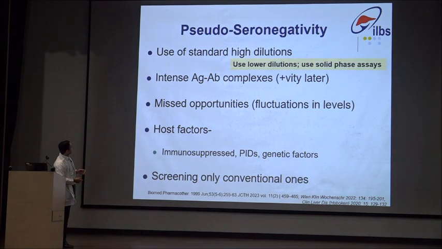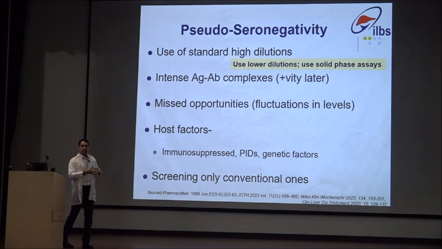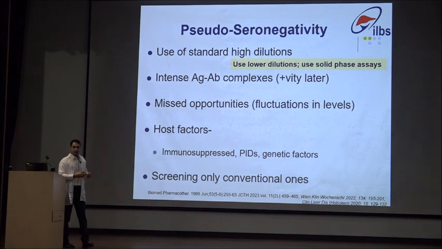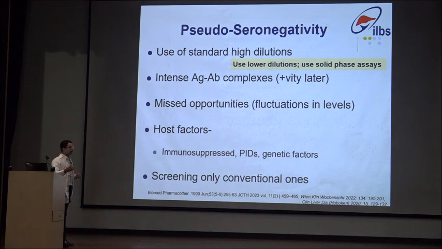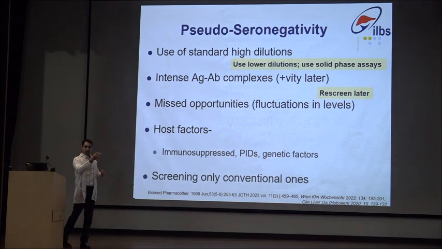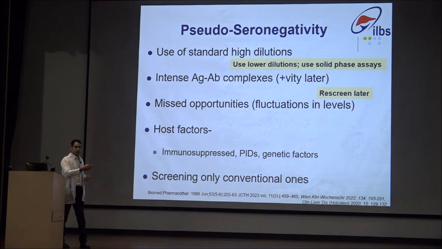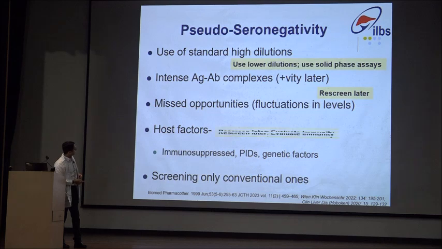There can be initial intense antigen antibody complexes in which the antibodies are being used up in creating these complexes, and they are not being detected by your assay. What you can do is rescreen them later, or if there are fluctuations in levels, you may miss it at a specific point. And some host factors are there.